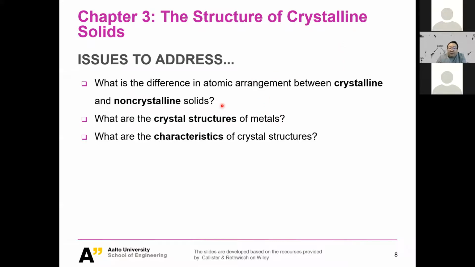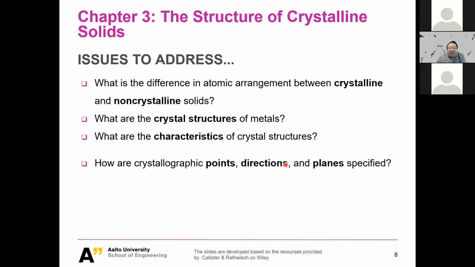So here is first the difference between crystalline and non-crystalline solids. We'll tell you later what the difference between them is. And then what the very typical crystal structures of metals are. We take metals as an example from our materials family. And what the characteristics of these crystal structures are. Characteristics means their packing density, with some numbers I will show you later.